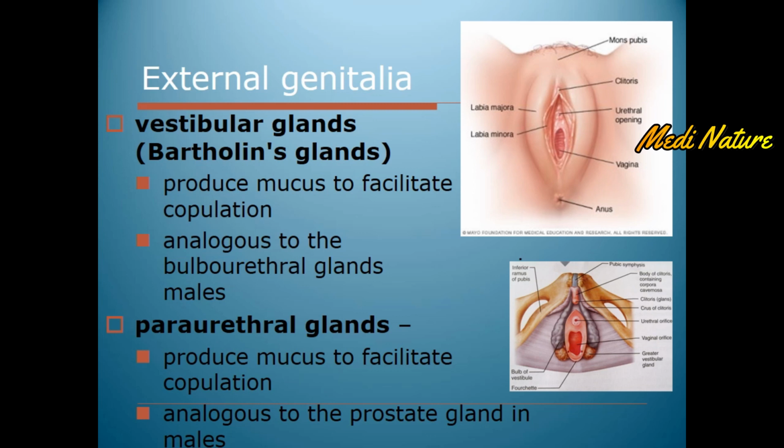There are two main types of glands in the external genitalia of the female reproductive system. That is the vestibular glands, or we call them Bartholin's glands, and the paraurethral glands. These vestibular glands are similar to the bulbourethral glands in males, and the paraurethral glands are similar to the prostate gland in males. Both of these glands are important to produce mucus in order to facilitate the copulation process.